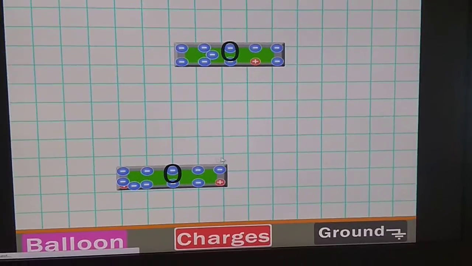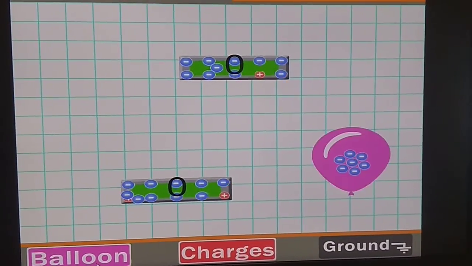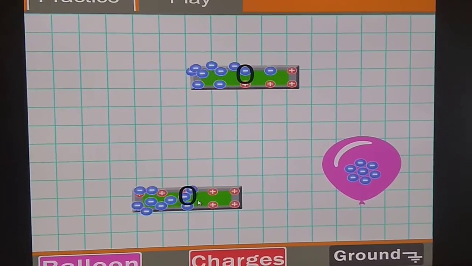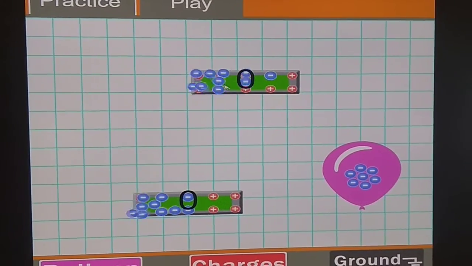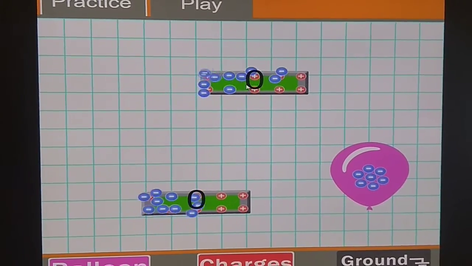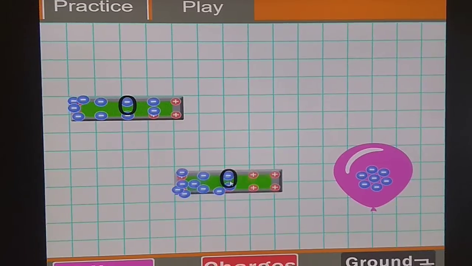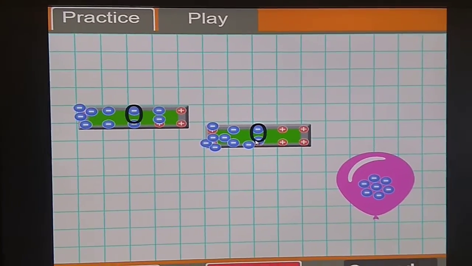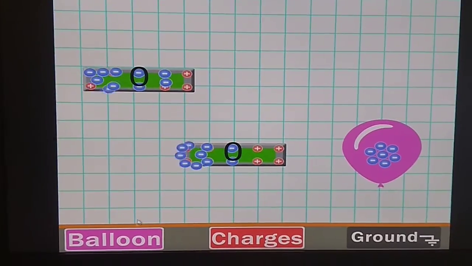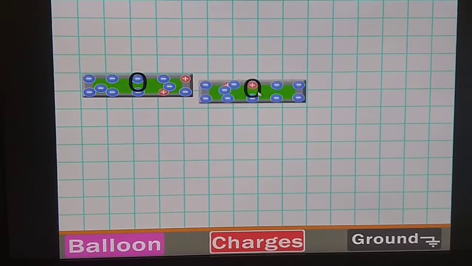We have two neutral objects, right? We know that introducing a balloon will cause polarization. Both of these objects now have negative left sides and positive right sides. I'm going to put these two objects together. I'm going to touch them together. So let's say that they started off, actually, here, let's remove the balloon first. Let's start these objects off touching.